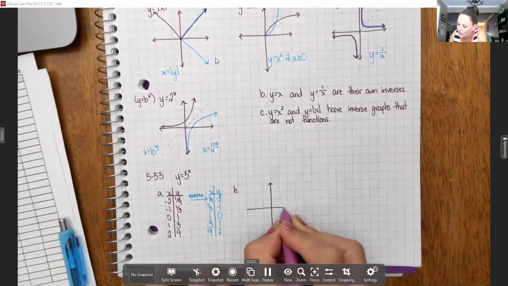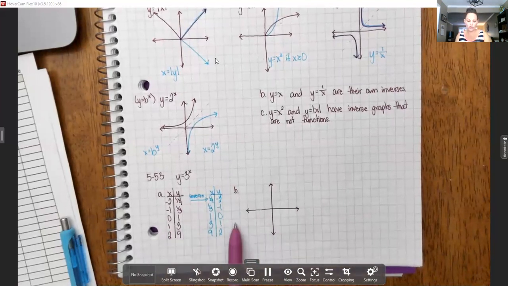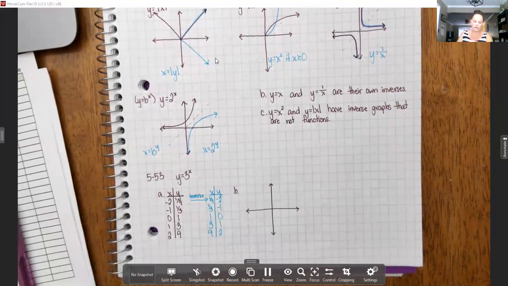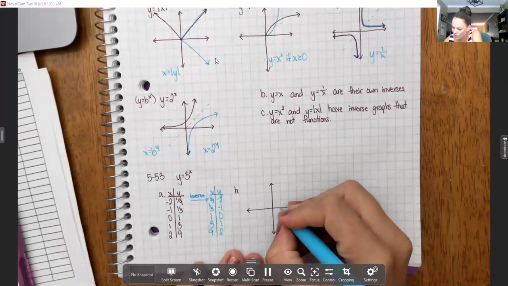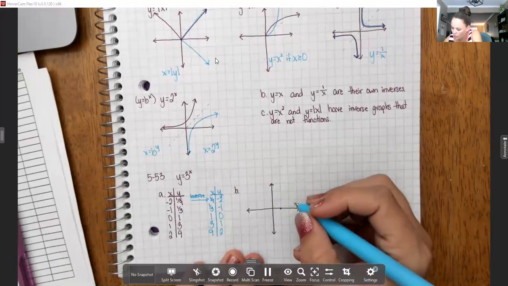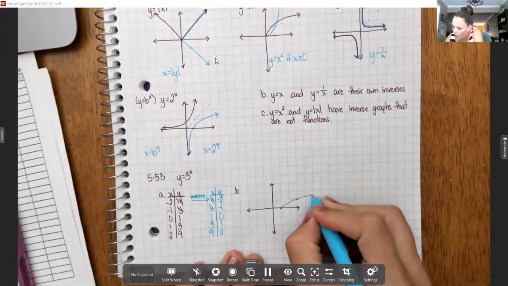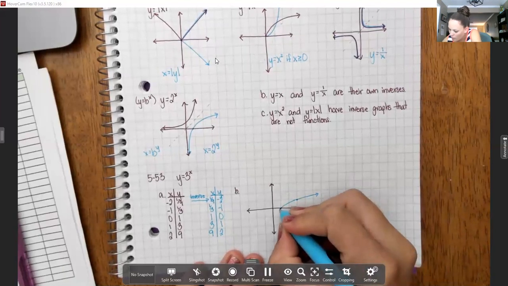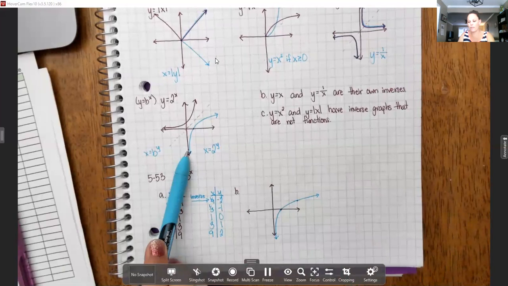Part B wants us to sketch the graph of the inverse. So it's not the original, it just wants the inverse. So it goes through (1, 0), (3, 1). And again, it's going to look a lot like this guy up here.